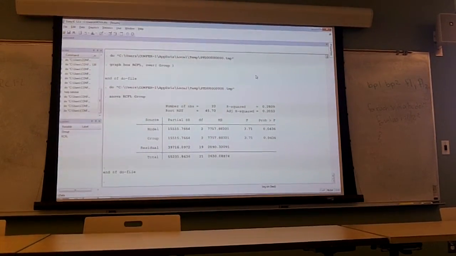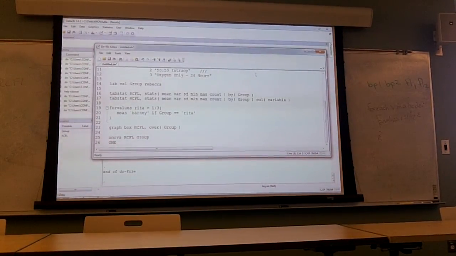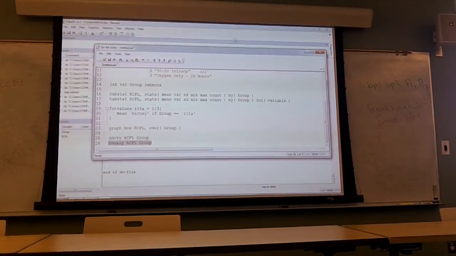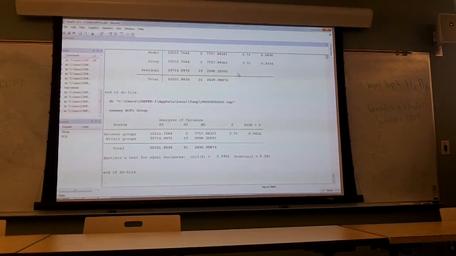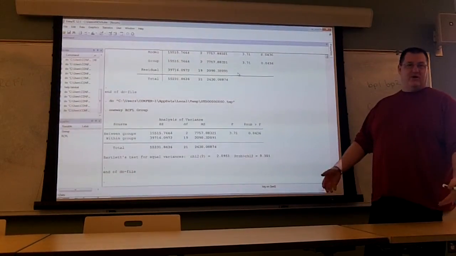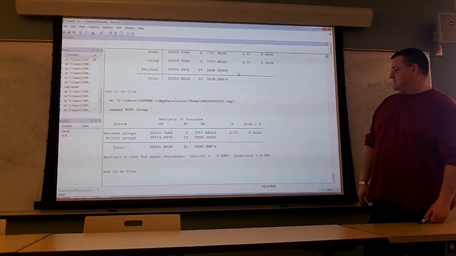All right, the other way we could do it, there was another way that we talked about doing it. I could only use the one-way command if I'm doing a one-factor ANOVA. Right? You can do a one-way, a two-way, a three-way, an n-way ANOVA. Okay. All right, so here we go.